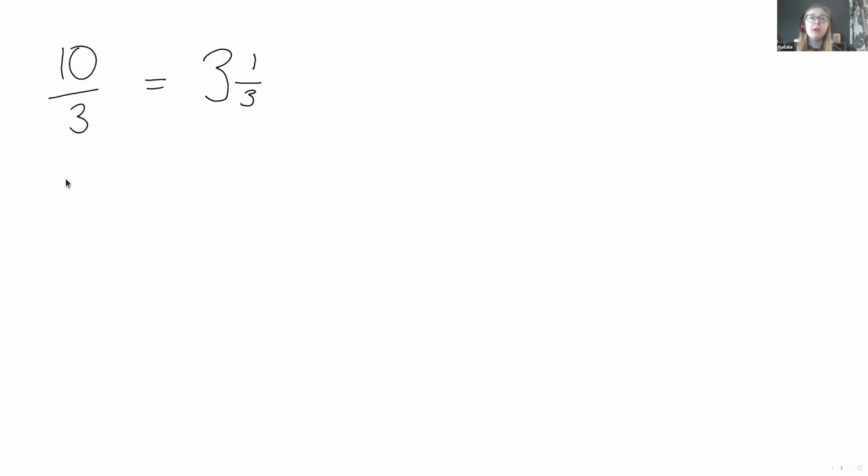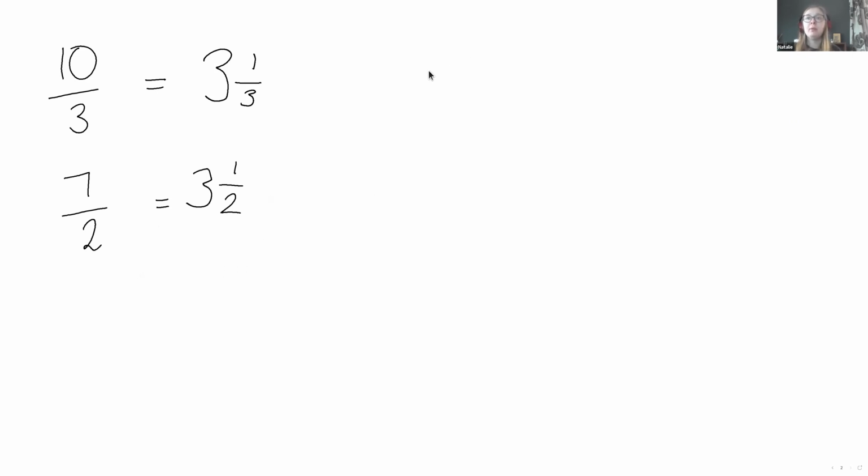If I've got 7 halves, well, 2, 4, 6, 3 whole ones with 1 left over.